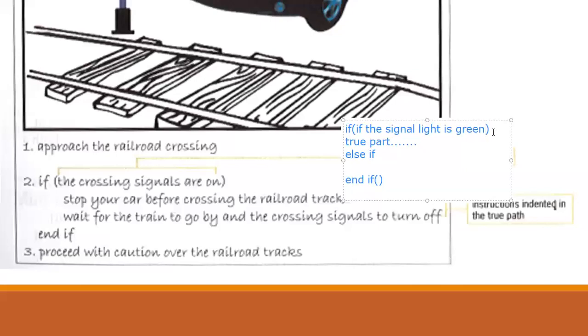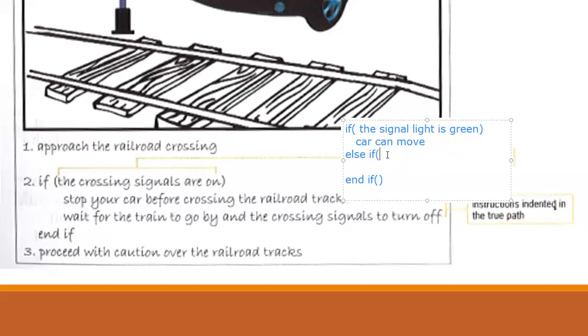Then you can move. Here, you have to write the true part. If the signal light is green, you can go, right? So your car can move or cross the signal. If we have another condition, you have to go with else if rather than if. The first thing only you can use if, but when it comes to the second condition, you have to use else if.